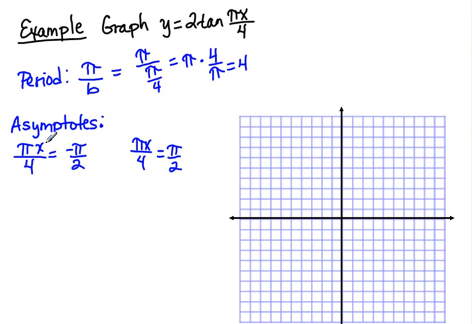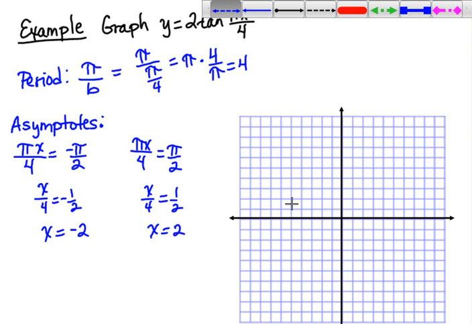Now we can set pi x over 4 equal to negative pi over 2 and pi over 2, and that's going to tell us where two consecutive asymptotes lie. If we solve this equation for x, notice we can divide both sides by pi, and that would give us x over 4 is equal to negative 1/2. If we multiply both sides by 4, x would be equal to negative 2. In a similar fashion, we can divide both sides by pi on the other equation to get x over 4 is equal to 1/2. Multiplying by 4 gives us x is equal to 2.